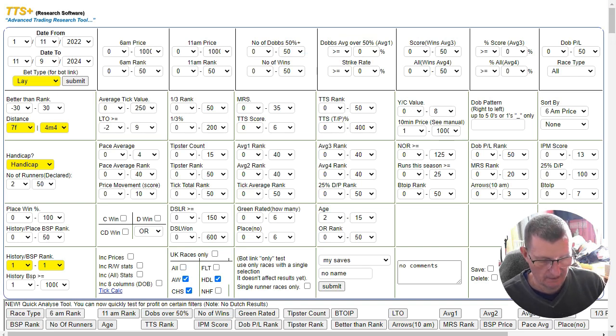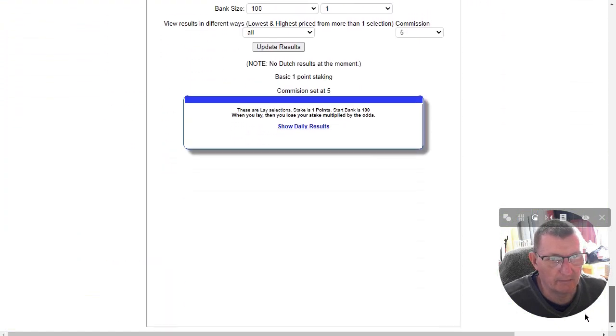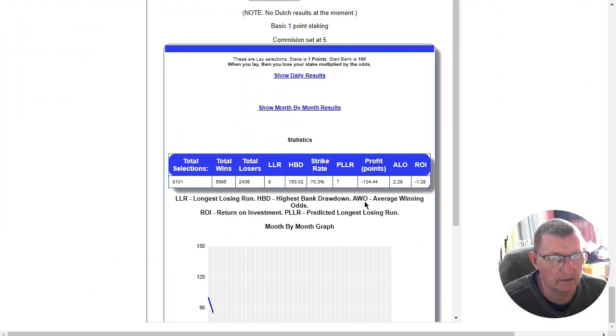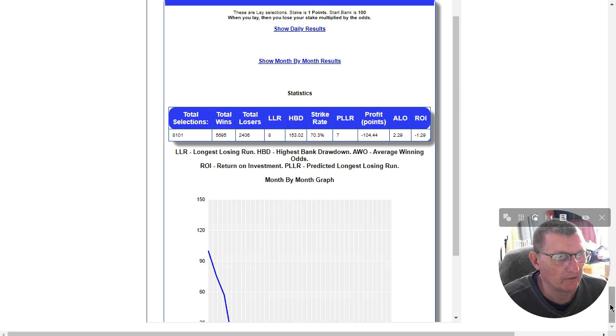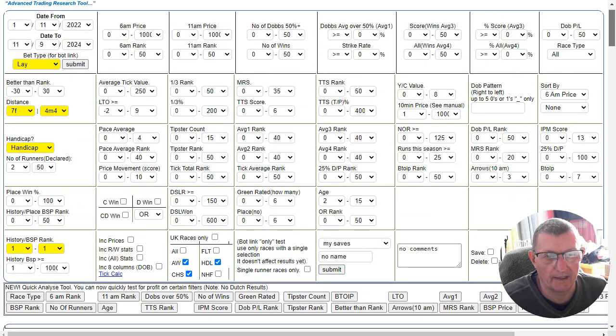Okay, because they're all kind of around the same strike rate. I'm writing this down as we go along so I know where I am. So we'll submit that. Okay, and obviously we've got quite a few selections to deal with now, and we're obviously not going to be in profit. Sorry, that's taking us a little bit slower today. So 104 points negative. So okay, let's have a look at last time out.